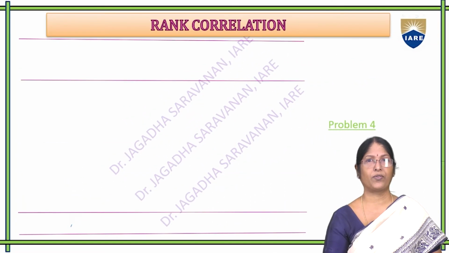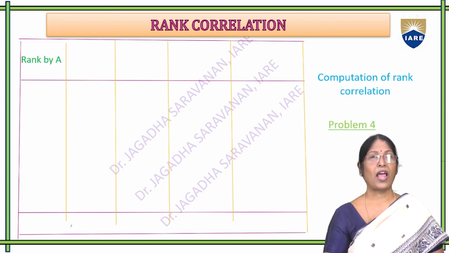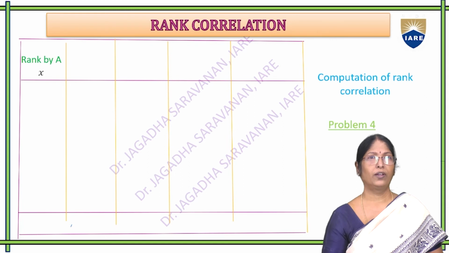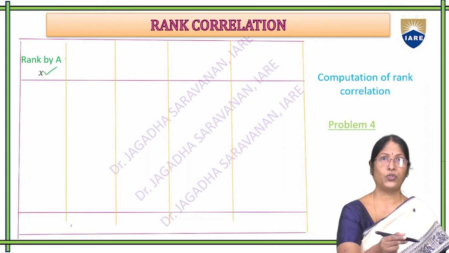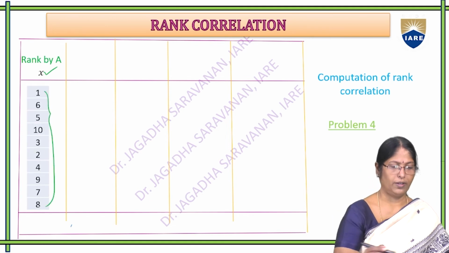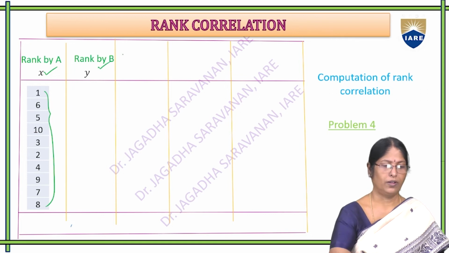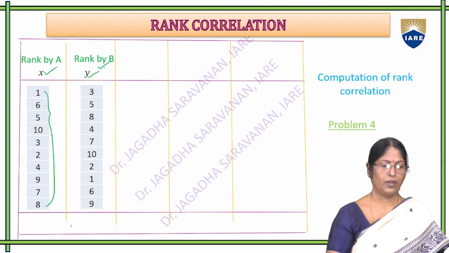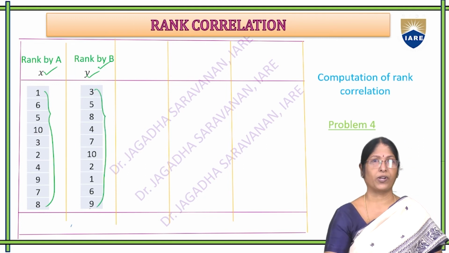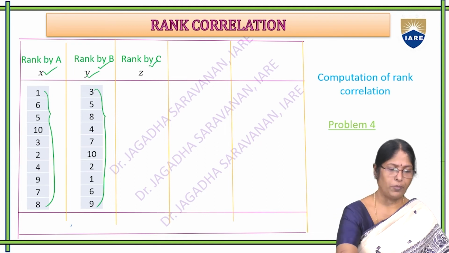Here we can see it. We will construct the table. It's a very lengthy table. Rank by A: what is the data which is given? First, rank by A, we assumed as the variable X. All the data presented in the question we produced here. Rank by B, we named it as Y, all the 10 data presented here. Rank by C, we named it as Z.